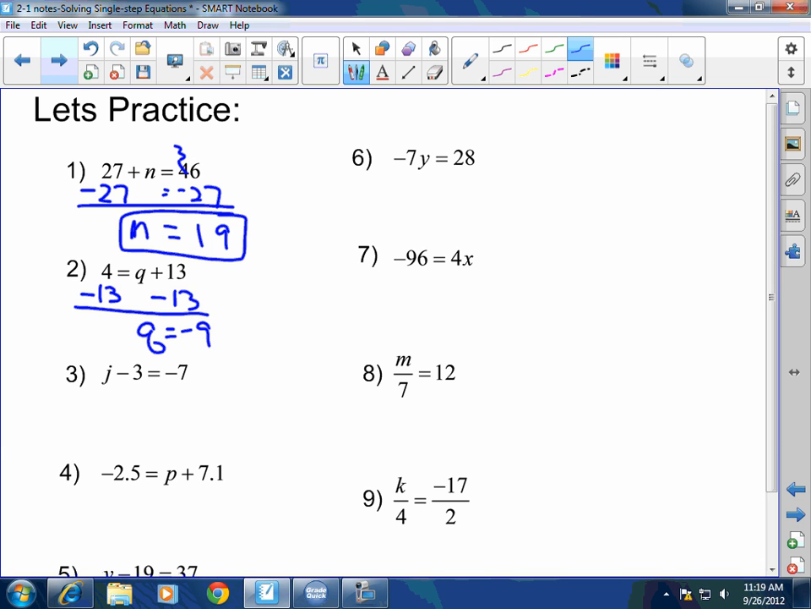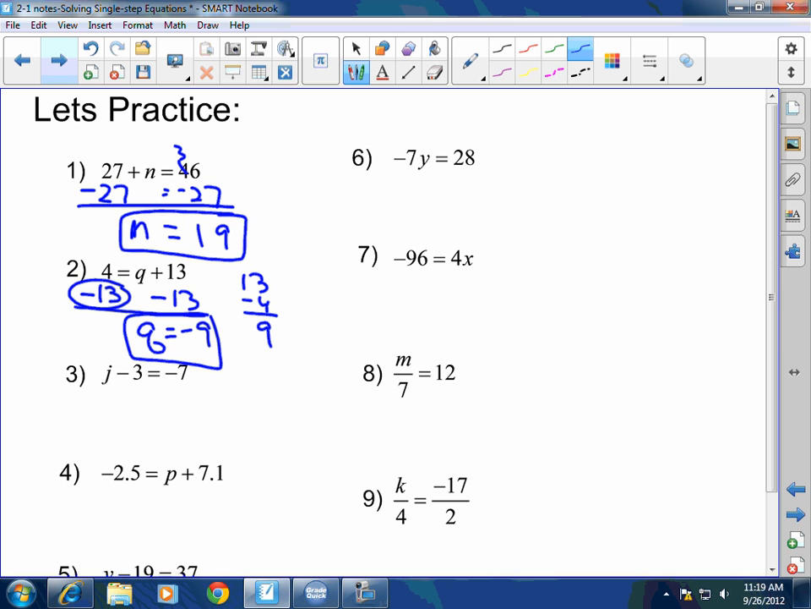-9. Remember, when you have opposite signs, subtract as normal. 13 minus 4 equals 9. But keep the sign of the largest absolute value. There's more negatives than positives, so I have -9. J minus 3 equals -7. What's the relationship between j and -3?